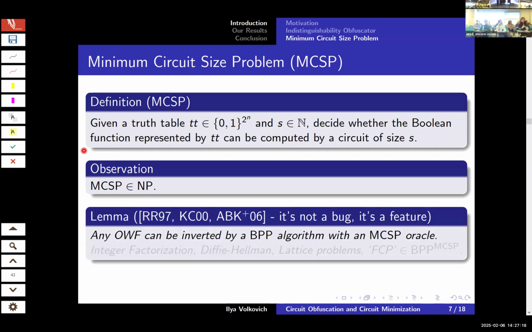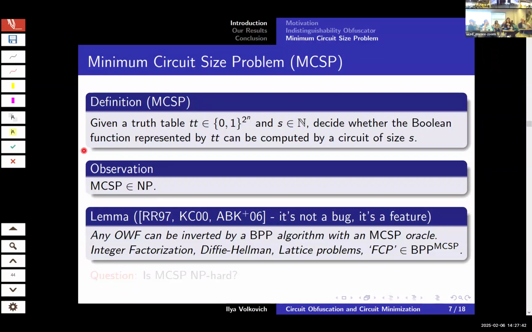So one interesting feature is that having MCSP as an oracle turns out to be quite a powerful thing. The sequence of work starting with the natural properties framework and works of Valiant and subsequent works pretty much show that you can invert any one-way function with an MCSP oracle. So in particular, that allows us to solve those hard problems like integer factorization, Diffie-Hellman, lattice problems, including FCP.